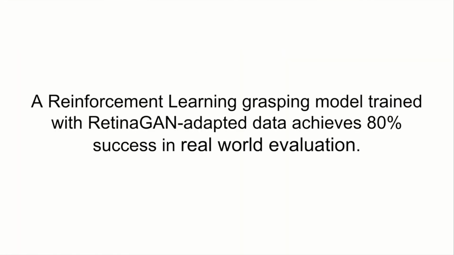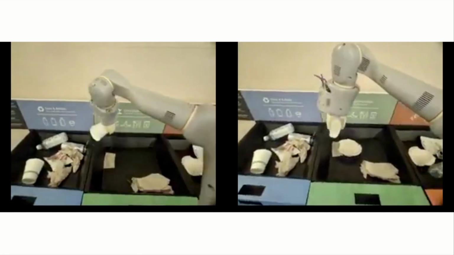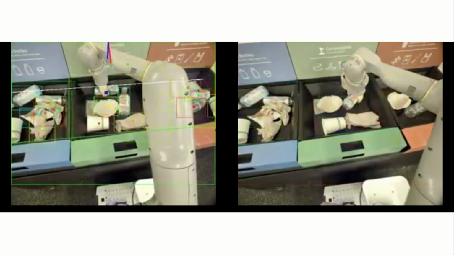A reinforcement learning model trained on RetinaGAN adapted data achieves an 80% instance grasping success rate in real-world evaluation. We visualize the grasping evaluation process in the real world on several grasp attempts.